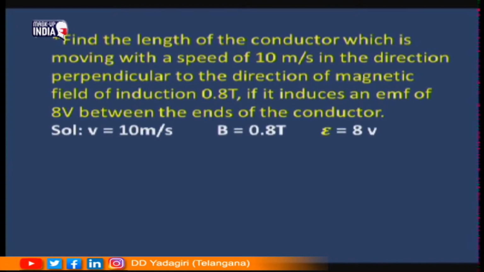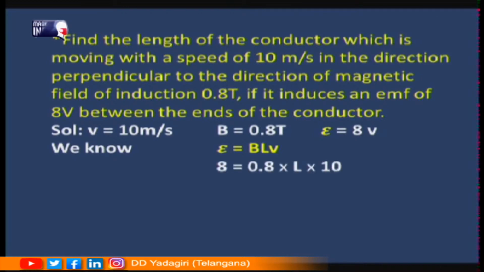So, in the question we have the data, velocity is equal to 10 meters per second, magnetic field is equal to 0.8 Tesla and induced EMF is equal to 8 volt. We know induced EMF is equal to BLV. So, substituting the values, 8 is equal to 0.8 into L times 10. This gives us length of the wire is equal to 1 meter.